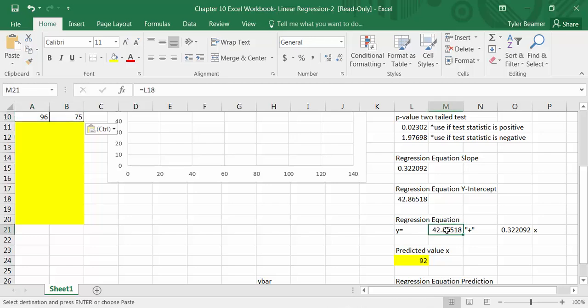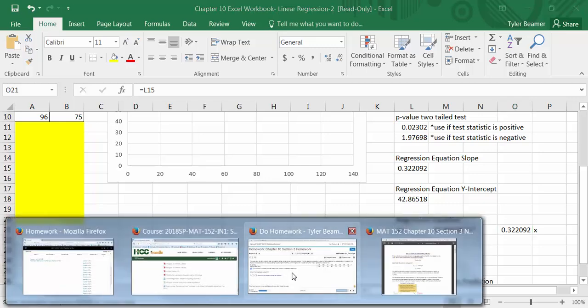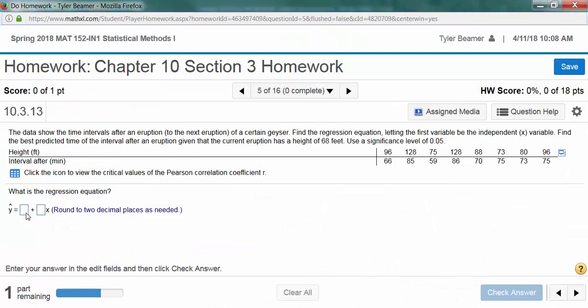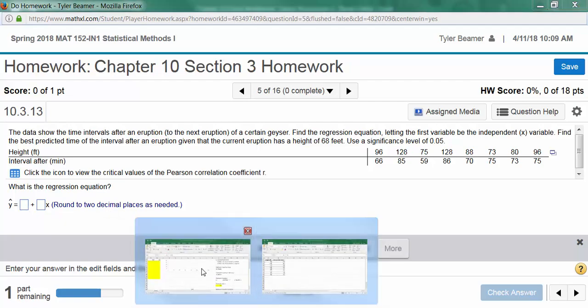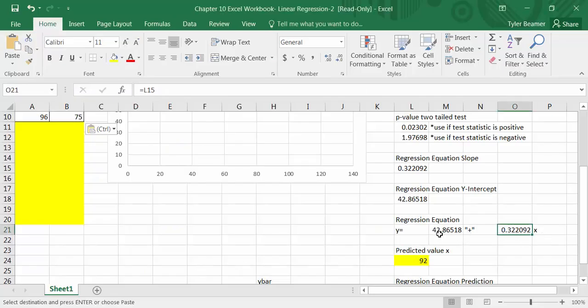This value is the y-intercept. This value is the slope of the regression equation. And so you just want to make sure that you put those values in so that it matches. So you want to put the y-intercept in first. It says round to 2 decimal places. So that would be 42.87. That's this value here, 42.87. It's also listed here just in case you're having a hard time finding it.